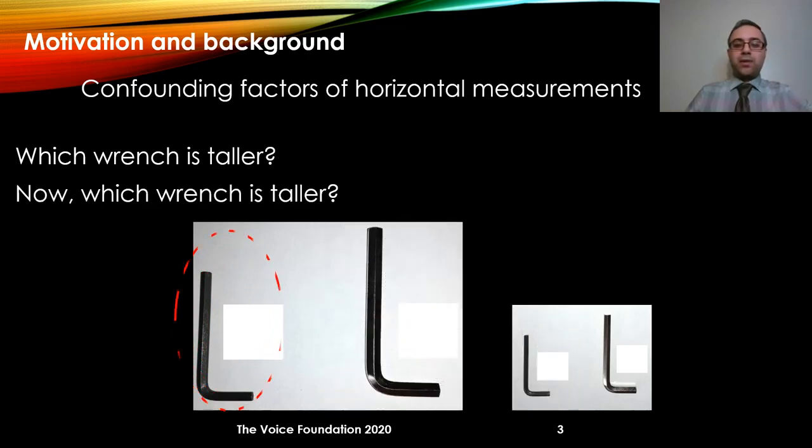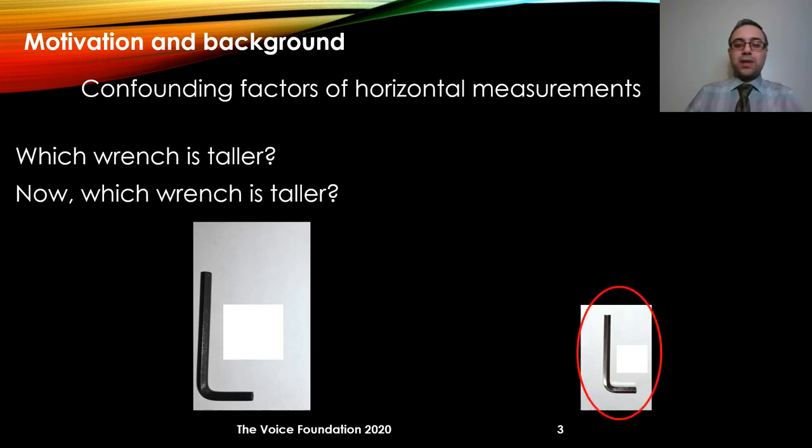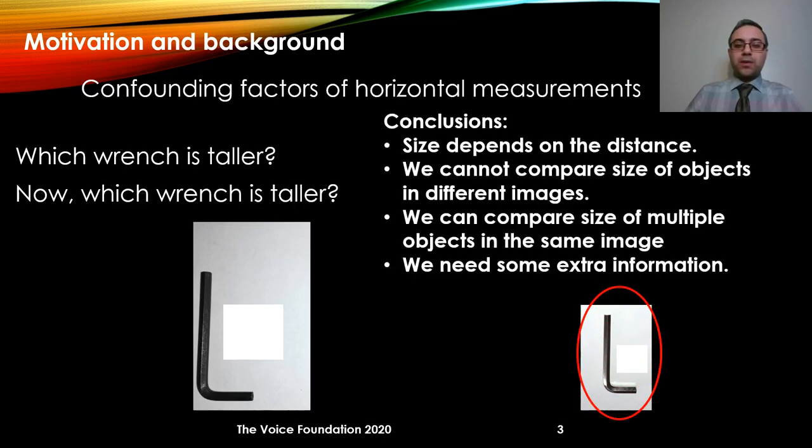However, if now this image is provided with us and basically we are told that this is the same setting, but these images were taken at two different working distances, and then we are asked to determine which range is taller, then we would change our answer to this one. So based on this small experiment, we could say that size in the image always depends on the working distance. So working distance is a confounding factor for horizontal measurement.